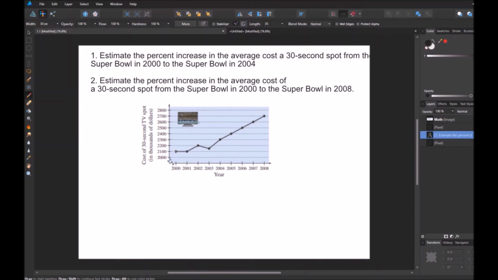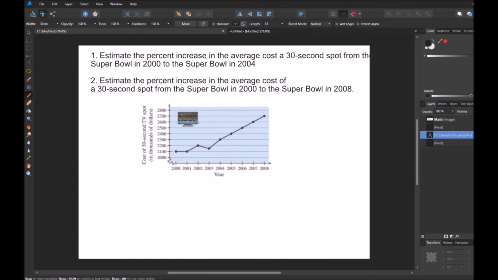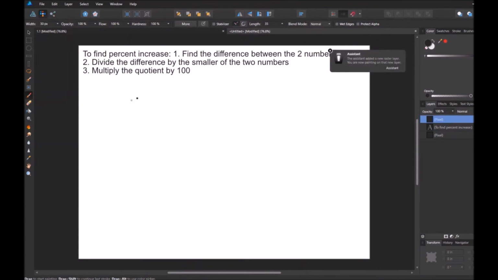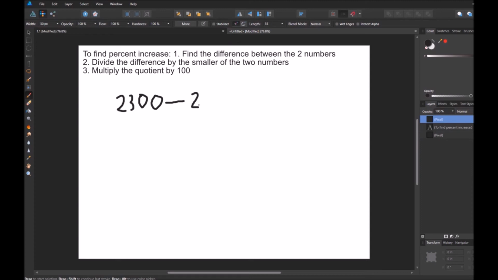So in 2000, our average cost for a 30-second TV spot is 2100. For 2004 our number is 2300. And we know we're going to be doing subtraction because it says find the difference. So we do 2300 minus 2100, and that gives us 200. And then we have to divide the difference, which is 200, by the smaller of the two numbers, which is 2100. So we do 200 divided by 2100.